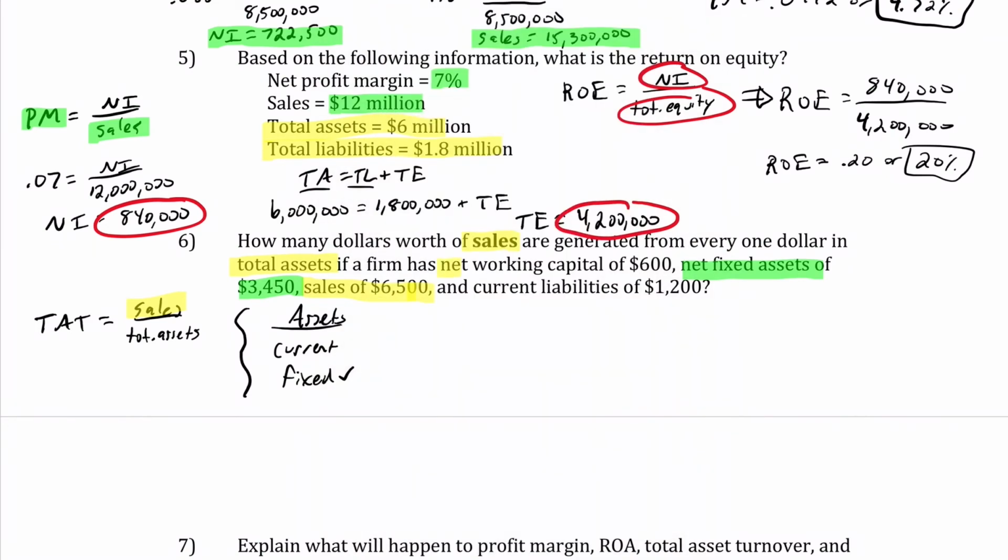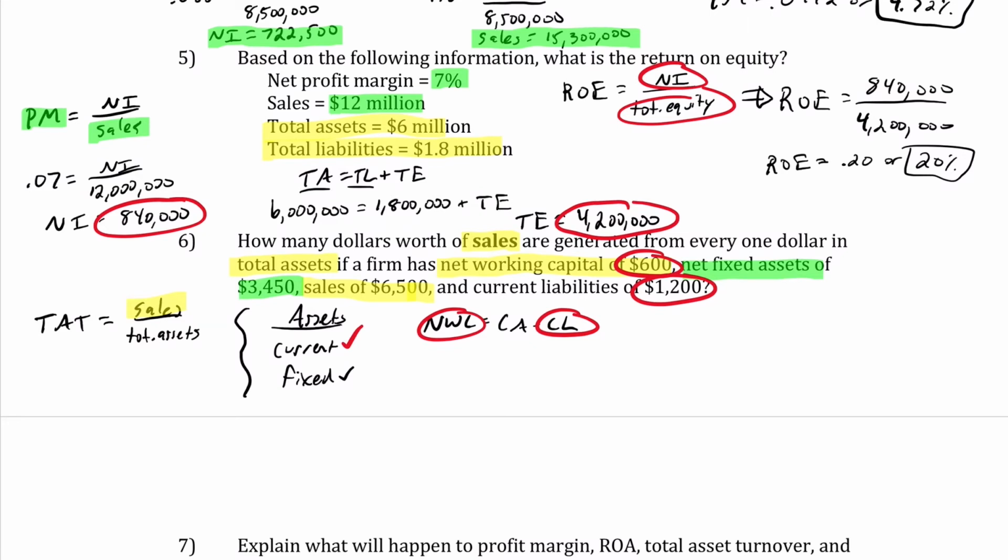If you think back to Chapter 2, what is net working capital? Remember, working capital is your day-to-day stuff. Your net working capital is simply current assets minus current liabilities. They have given us this net working capital value, and they also gave us the current liabilities. So I can solve for the current assets, which would then give me my two types of assets, current and fixed, and I can add those together to get my total assets, which are needed for the total asset turnover.